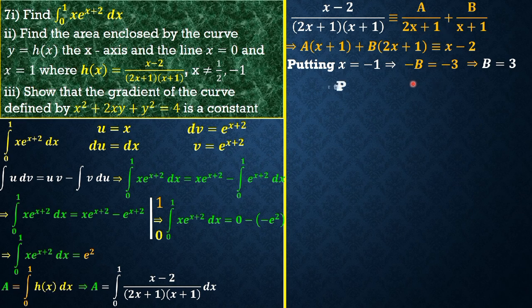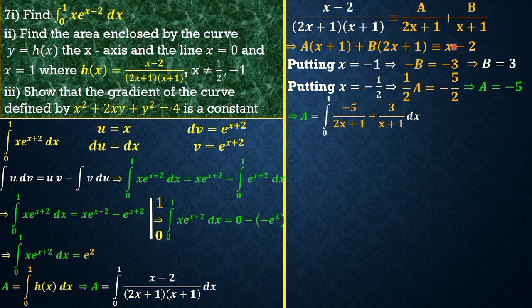Okay, so guys, similarly, if we put x equal to minus 1 half, we are going to have 1 half a equal to minus 5 over 2, simplifying that we have a equal to negative 5. That therefore means we are going to put everything together, and we are now seeing the integral going from 0 to 1 of minus 5 over (2x plus 1) plus 3 over (x plus 1) dx. So guys, according to how we integrate linear functions, we are going to have minus 5 over 2, the natural log of 2x plus 1.